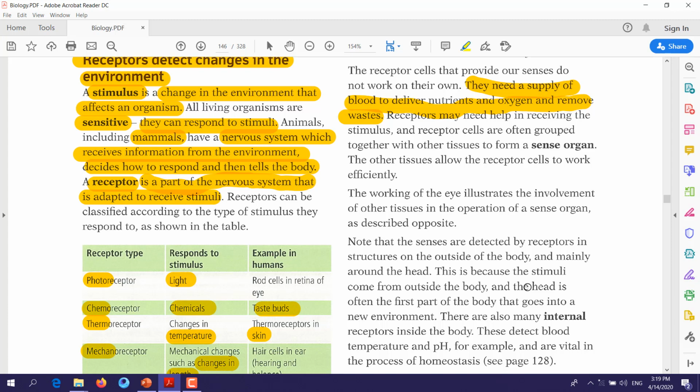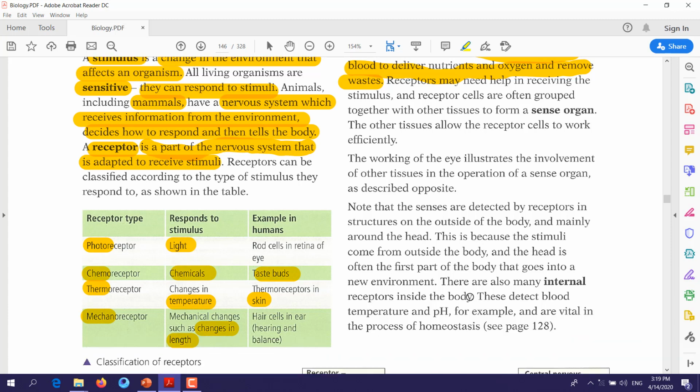But in addition to that, we have some internal receptors. There are also many internal receptors inside the body. The function of these internal receptors is what? These detect blood temperature and pH, for example, and are vital in the process of homeostasis.